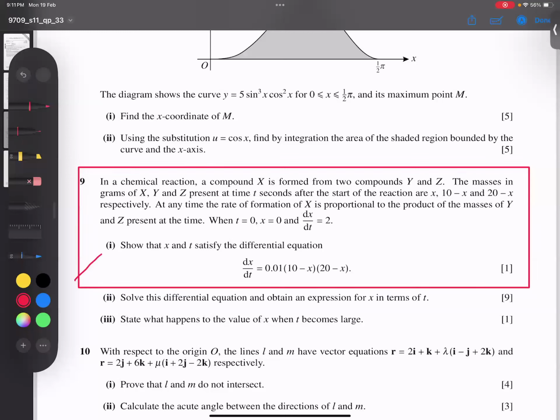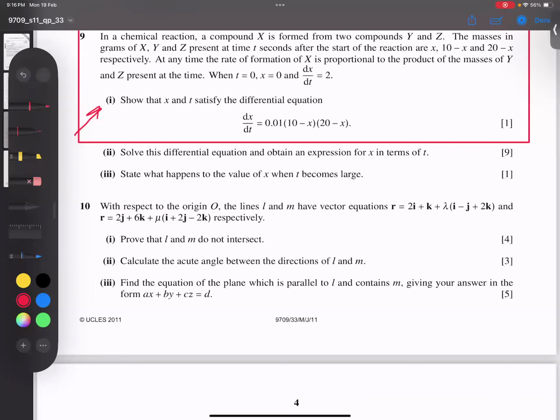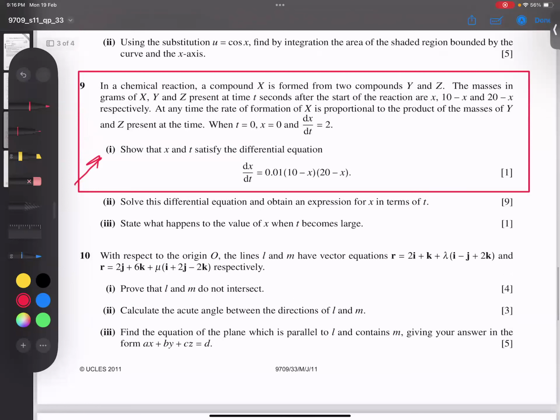Only part one you solve. I'm giving some time to you. Try first yourself. Go ahead, please. Yes, students, time to start now. What is the question here?